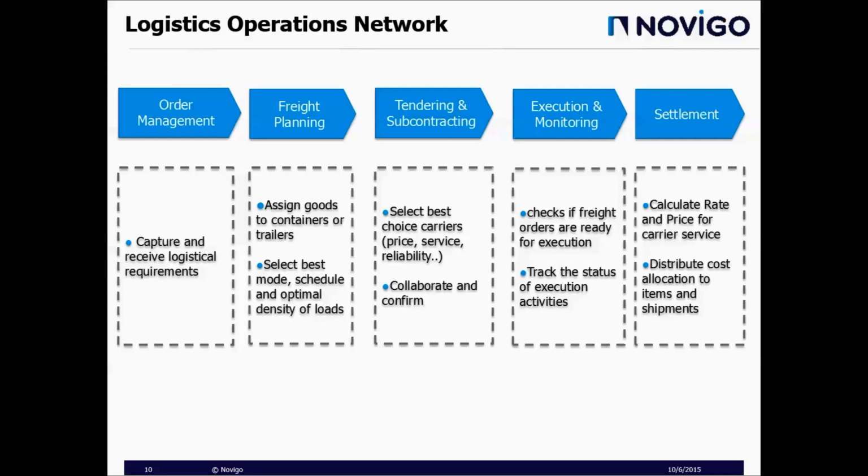They select the best mode, schedule, and optimal density of loads. Then, the company has to do tendering and subcontracting. They select best choice carriers and they collaborate with the subcontractors. The next step is execution and monitoring. This step is closely dependent on another SAP module called SAP EM or Event Management. In this step, the company checks if freight orders are ready for execution. They also track the status of execution. The last step is settlement. The company calculates the rate and price for carrier service, and also they distribute cost allocation to items and shipments.